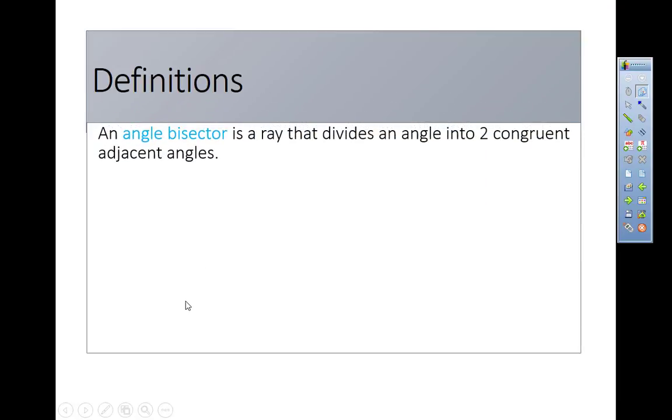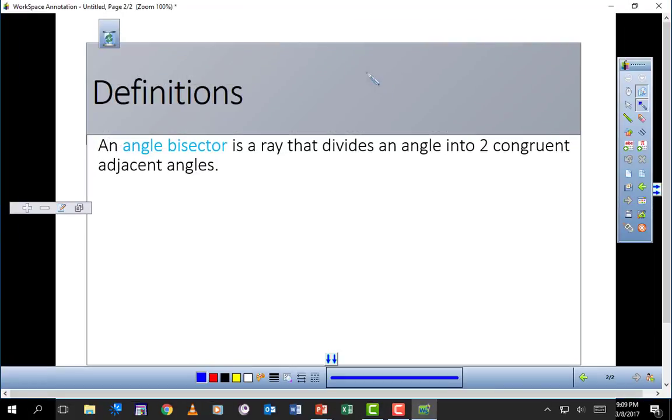So here we go. An angle bisector. It's a ray that divides an angle into 2 congruent adjacent angles. And by adjacent, we mean that the angles must be next to each other. They have a common boundary, and that common boundary is the angle bisector. We should maybe just draw one real quick, just to make sure we understand. An angle bisector is going to cut something right smack in half. We'll just call this the angle bisector of this blue angle, so that this angle here is congruent to this one.